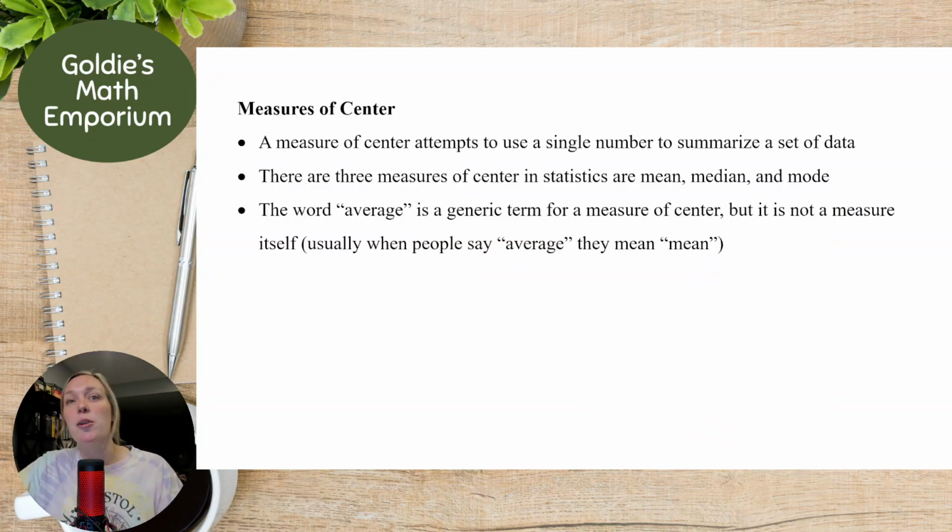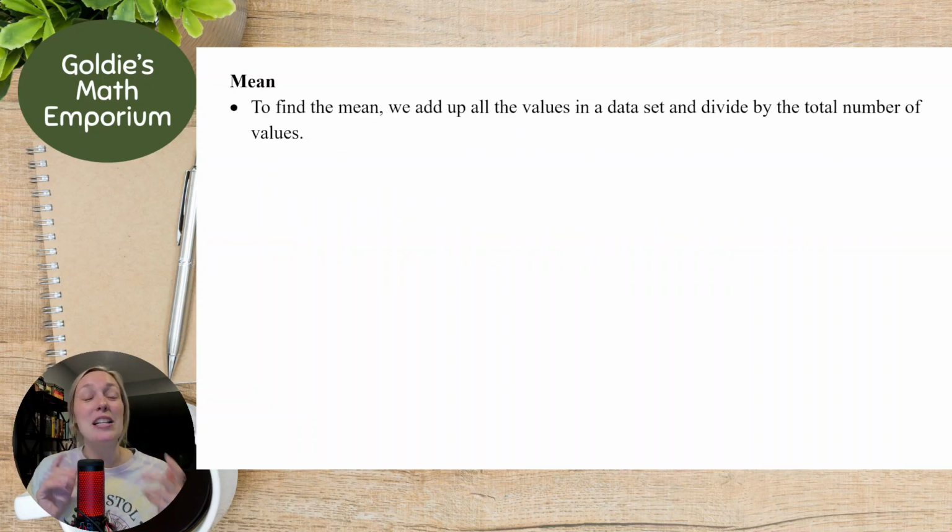You might have heard the term average, of course. It's a generic term for a measure of center, but average is not a measure itself, okay? When people say average, they are usually talking about the mean of data, but in AP Statistics, we are talking about mean, median, and mode. So do not call anything average, is what I'm trying to say there, okay? Let's talk about the mean, because that's the one you're probably most familiar with.